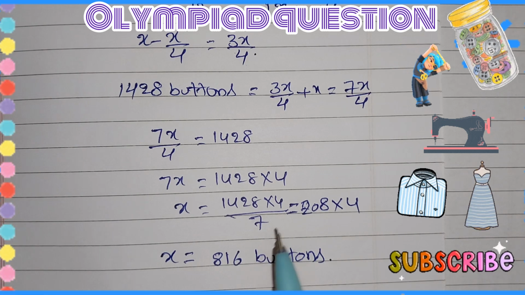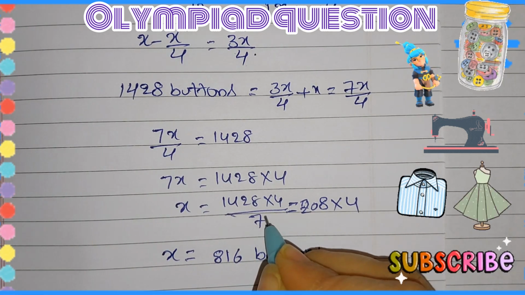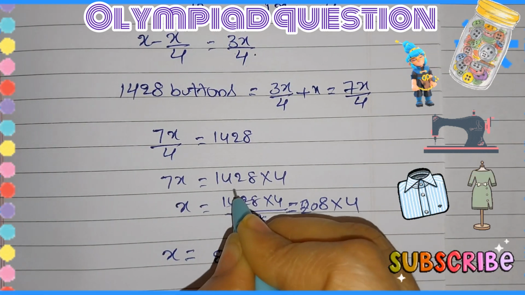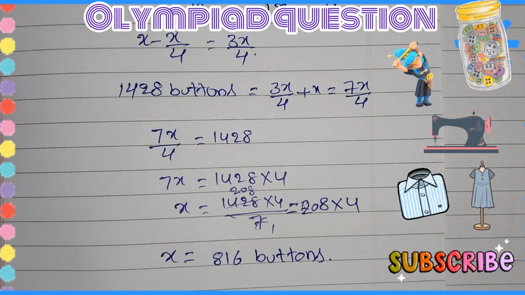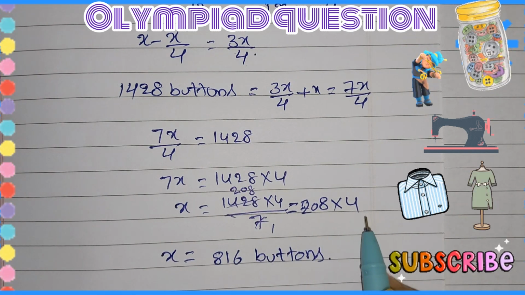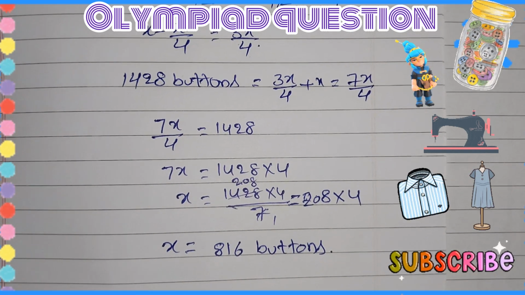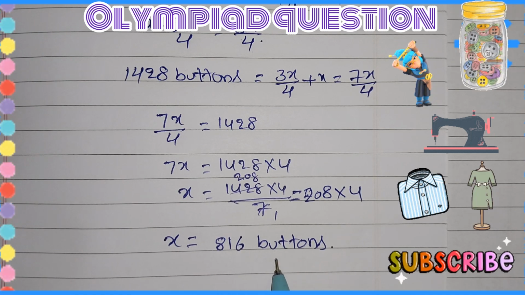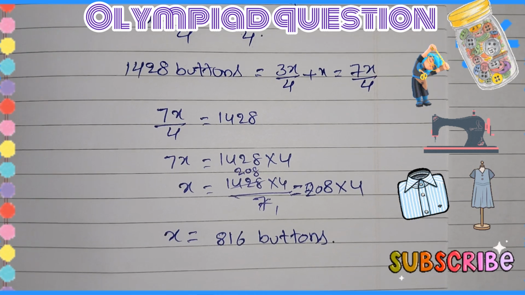7 1s are 7, 7 208s are 1428. x equals 208 multiplied by 4. x equals 816 buttons. So 816 buttons she had at first.